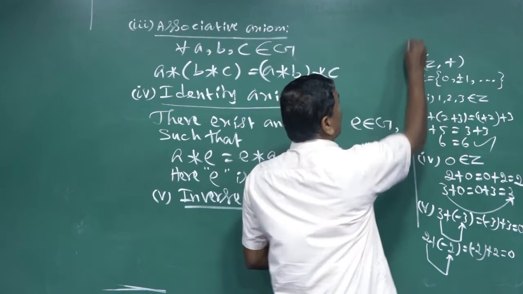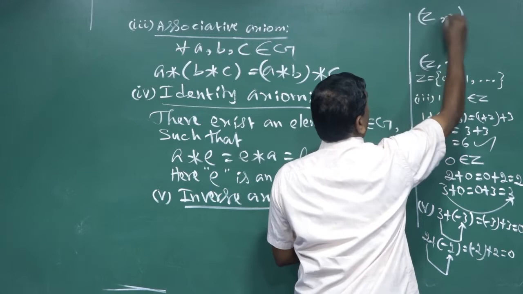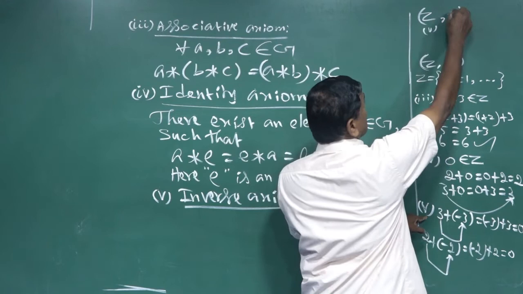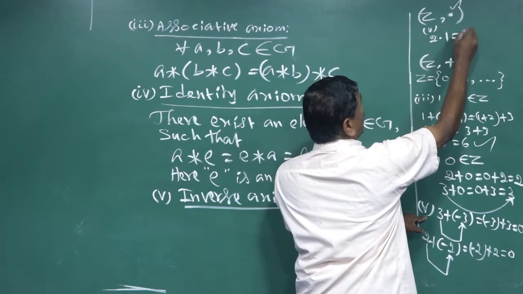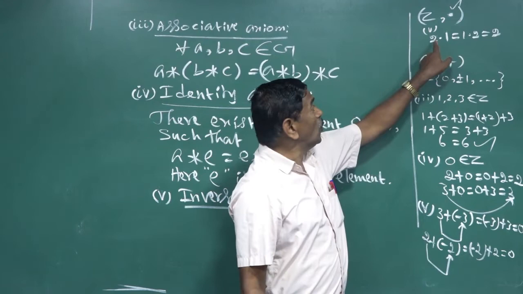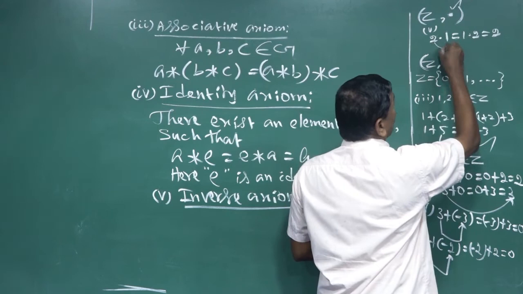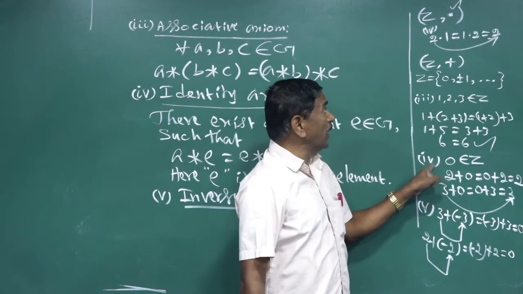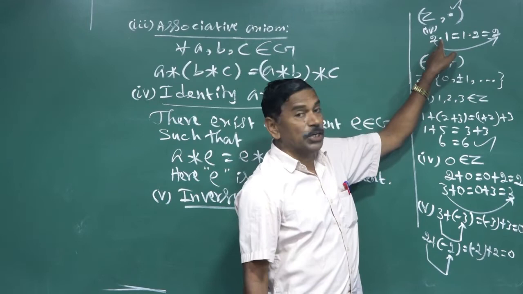Why not? For your understanding, suppose the operation is multiplication, Z with dot. Here dot is said to be multiplication. How to verify this inverse axiom? Here the operation is multiplication. That is important. Multiplication means 2 into 1 is equal to 1 into 2 is equal to 2, where 2 is any one element. This is the preparation for the identity element: 1 is the multiplicative identity.